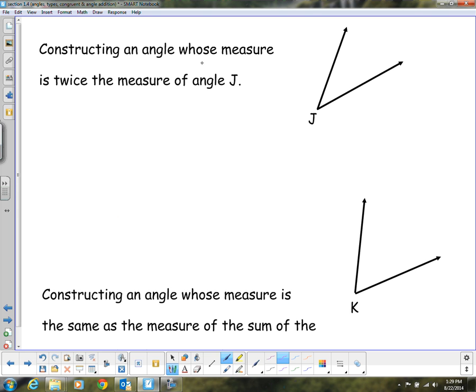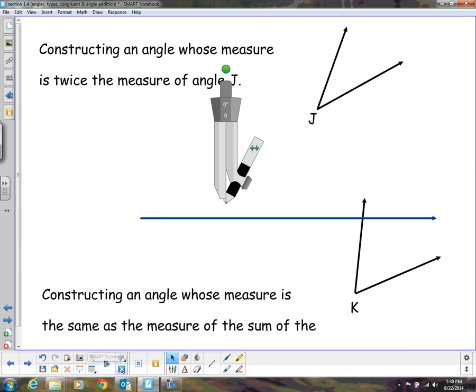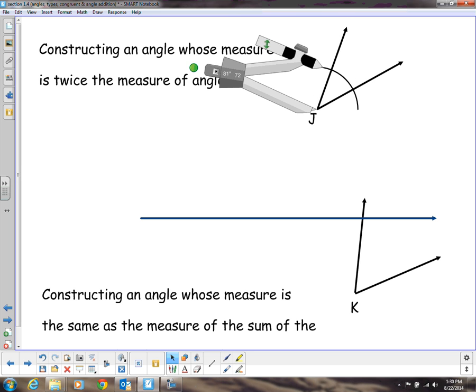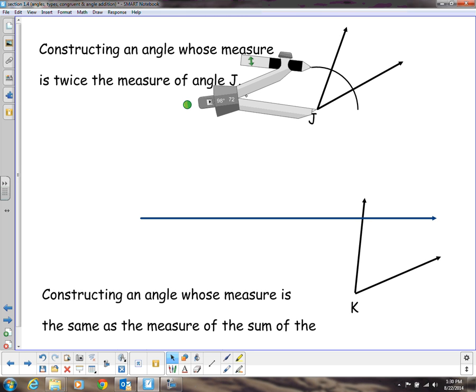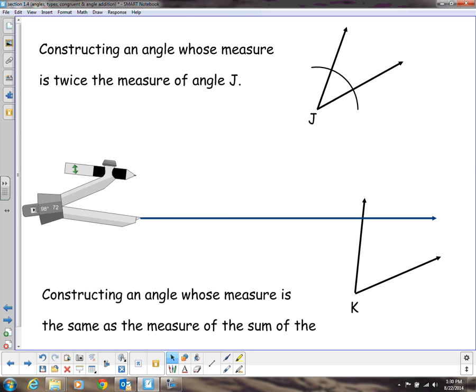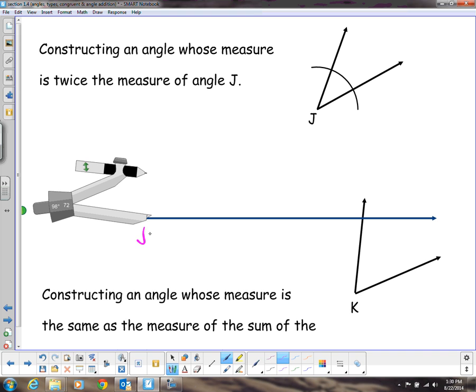All right, so we're going to construct an angle whose measure is twice that of J. So basically, we're going to be doing this construction 2 times. So I'm going to get my compass, and remember we put the compass point on the vertex. We open this up to whatever opening we want, and we make an arc. Without changing my opening, I'm going to come down here, put my compass point here, because this corresponds to J. I can label this J prime.